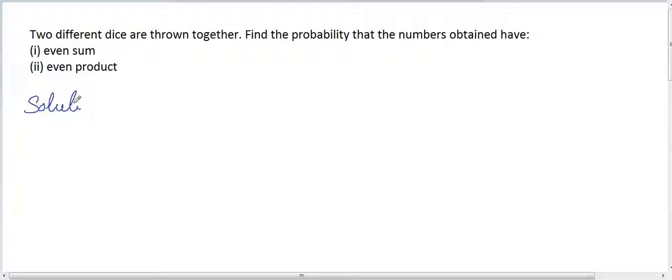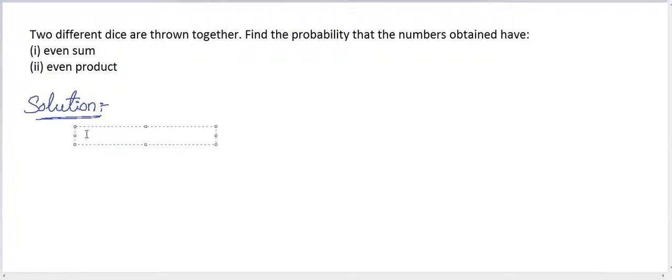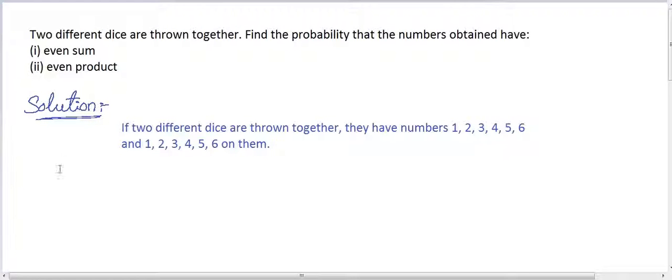Let's solve the question which I have written on the whiteboard. So it's a probability question. Given two different dice are thrown together, we need to find the probability of that number obtained. The numbers obtained have even sum and even product. We need to solve separately.